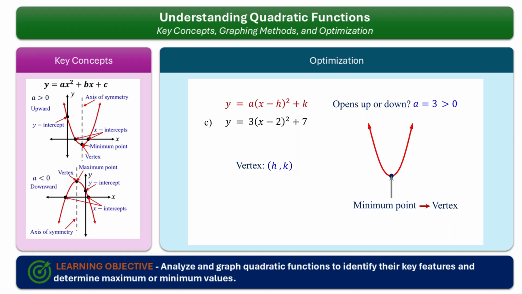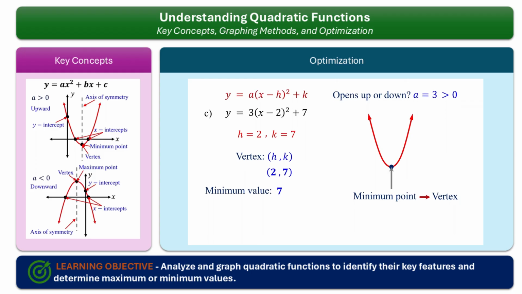In our function, the number inside the parentheses is -2, and h is the opposite of it, so it is +2. k is the constant term as it is, so it is equal to 7. So, the vertex is the point (2, 7). The minimum value of the quadratic function is the y-coordinate of the vertex, which is 7. This occurs when x equals 2. Now, try this one.